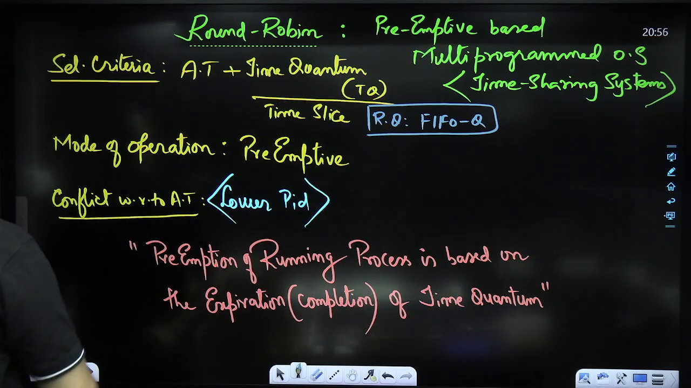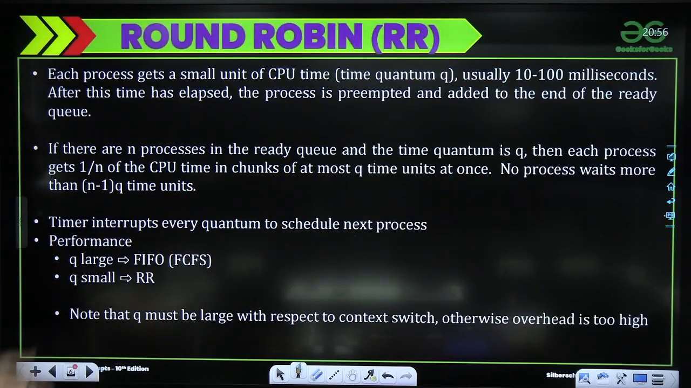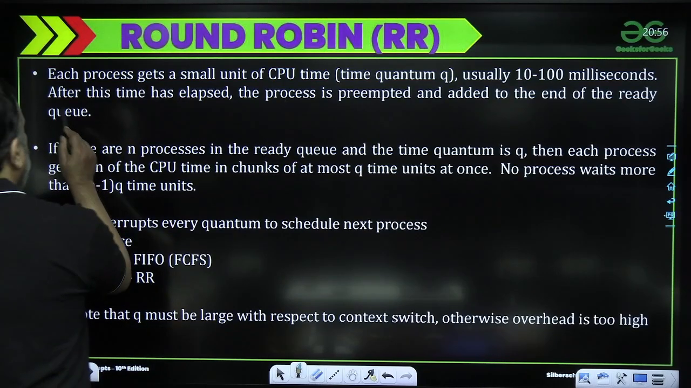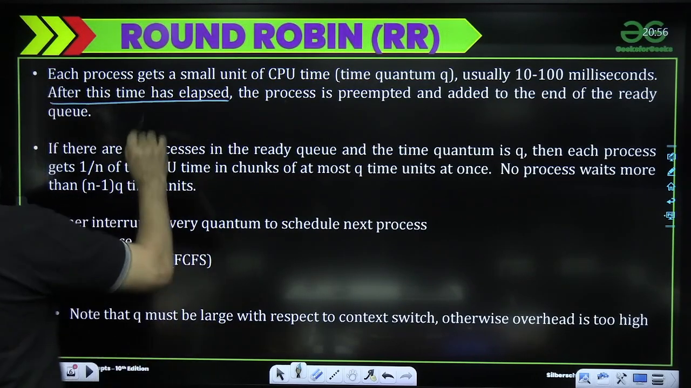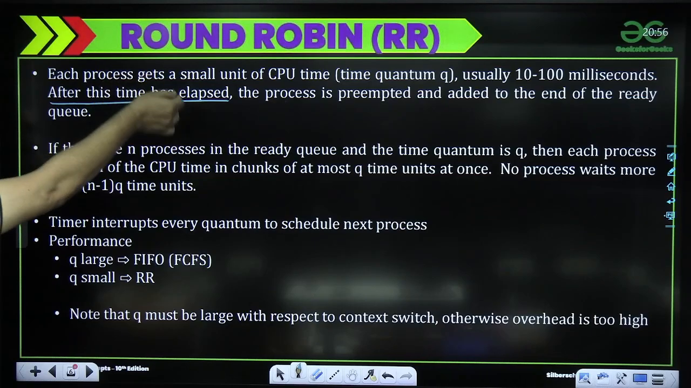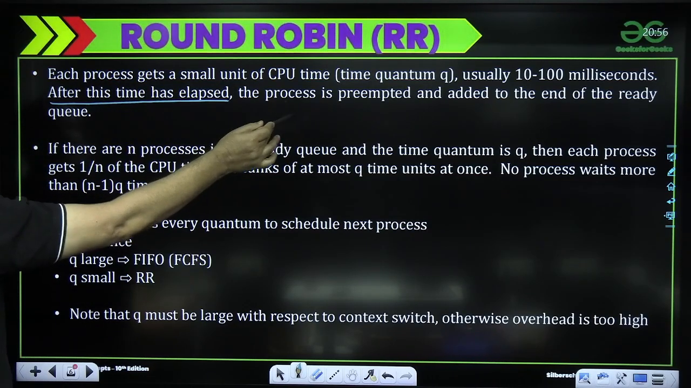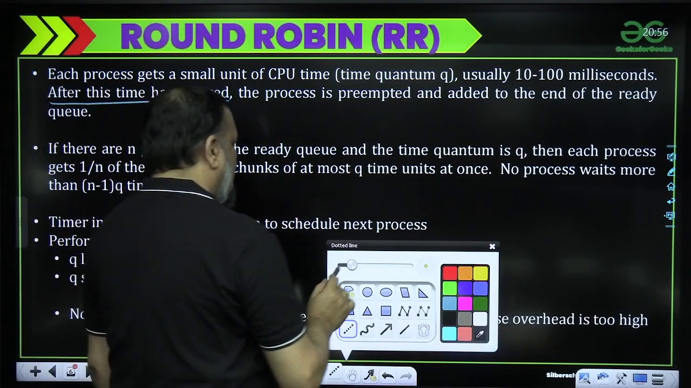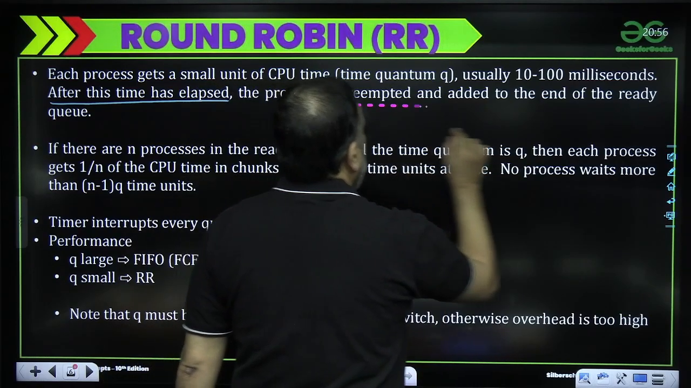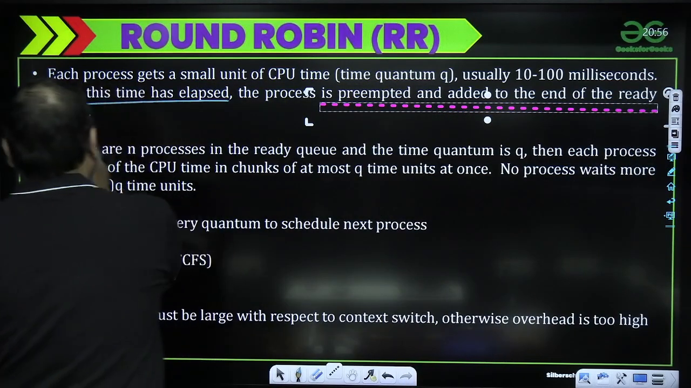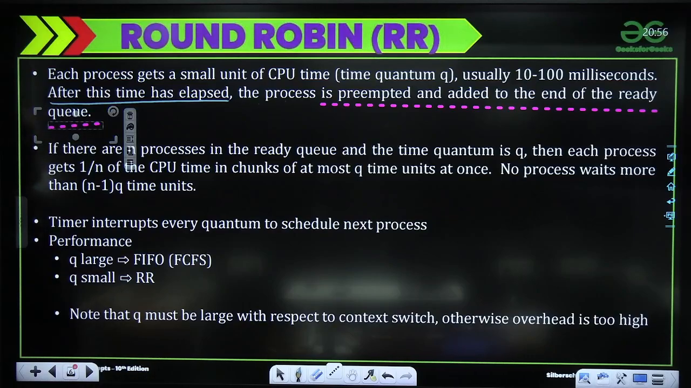So let's try to build an understanding, or let's read some points here, perhaps for your notes. Each process gets a small unit of CPU time, that is called the time quantum, usually 10 to 100 milliseconds. Those are the practical values. After this time has elapsed, boys and girls, I want to draw your attention. After this time has expired, the process is preempted and added to the end of the queue. This is what I want you to firmly understand. The preempted process will be added to the end of the ready queue, so that we always maintain the FIFO concept.